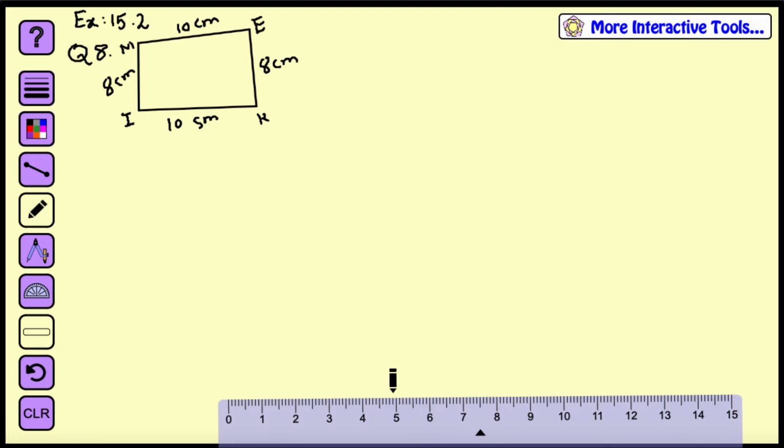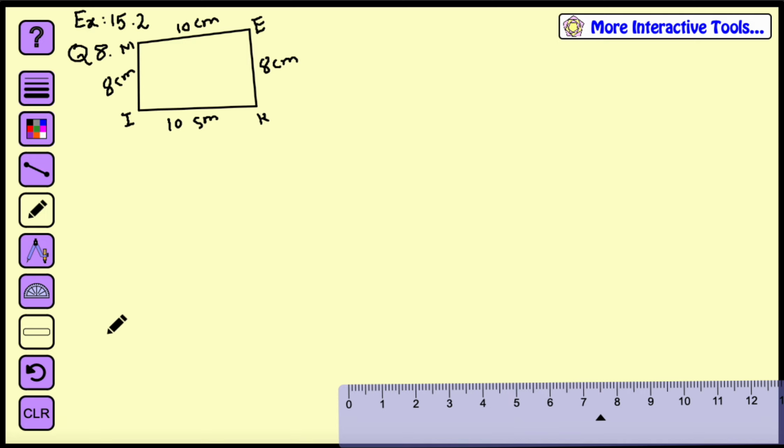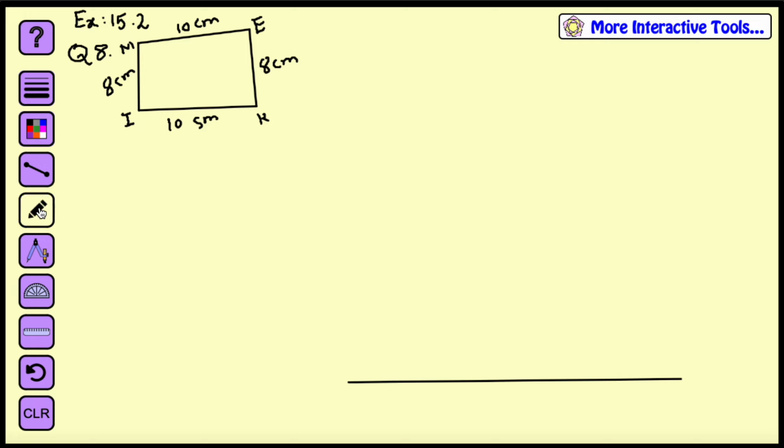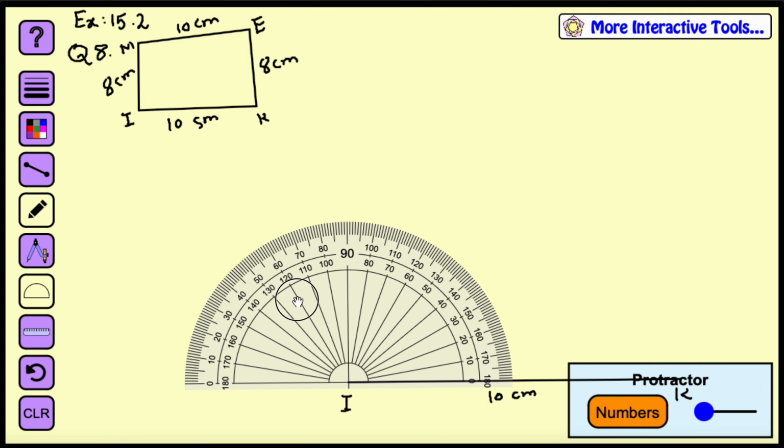So what we will do, we'll draw first a 10 centimeter line. We are going to start from IK. So this line is IK, 10 centimeter. Okay, now one more property we are going to use here. We are having that angles of a rectangle are 90 degree. So this one must be 90 degree.